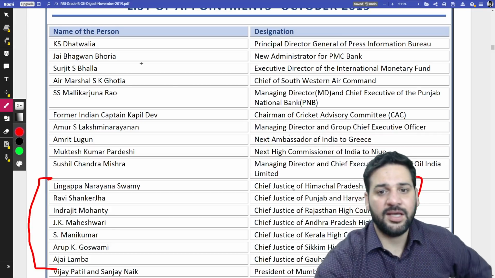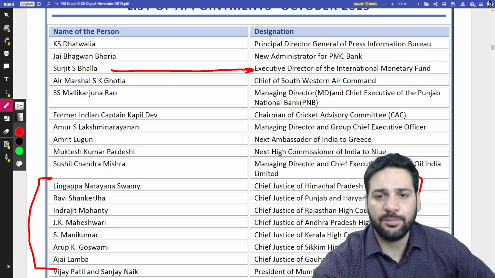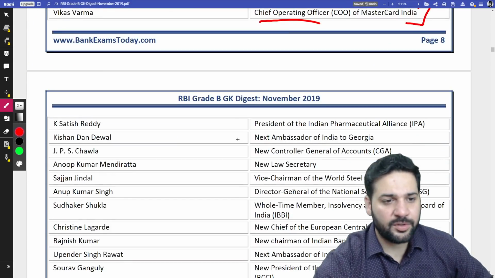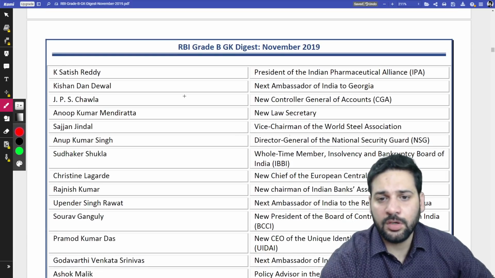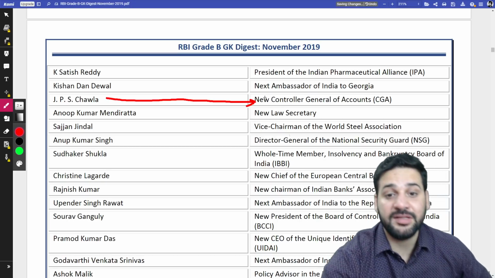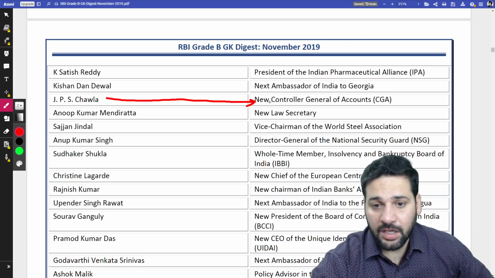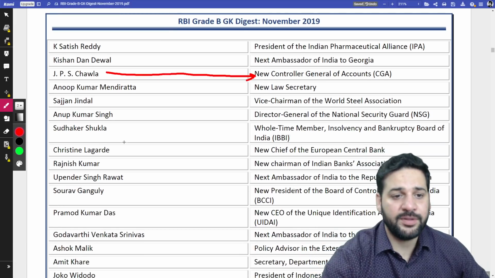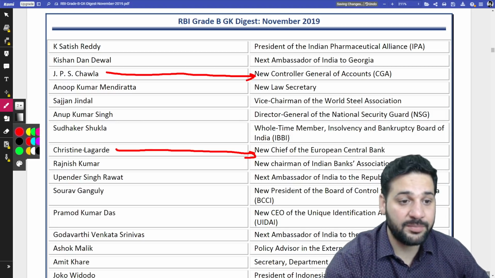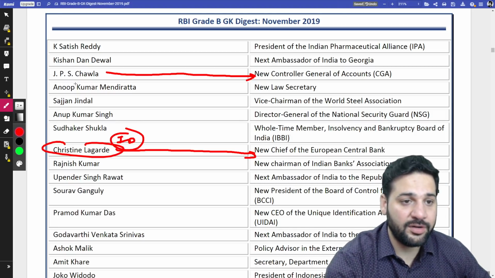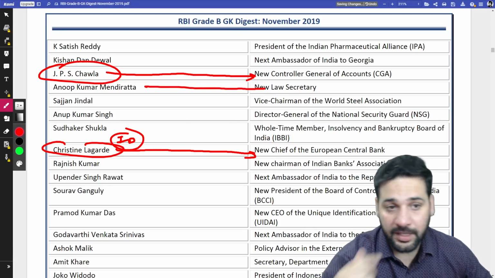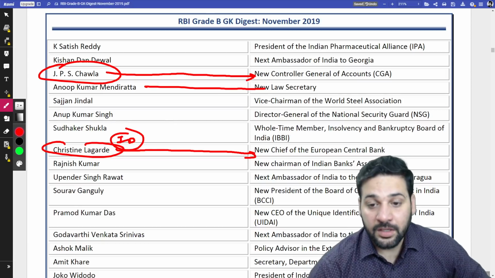Other than that, I would say Executive Director of the IMF. So really important. So what else is important here? New CGA, JPS Chawla, new Comptroller General of Accounts. That's really important. Other than that, Chief of the European Central Bank, Christine Lagarde. That was in the news. Please remember that. Even that one is important. New Law Secretary, again very important, Anup Kumar Mendiratta. ये बहुत important है, कर लो.